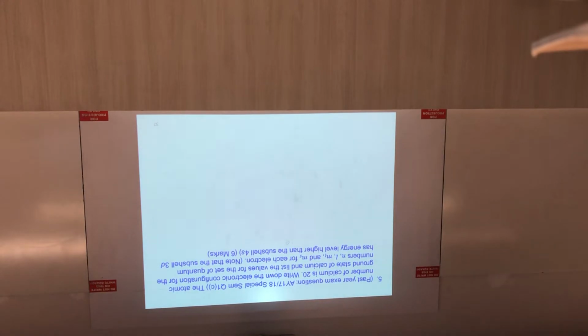Question number 5. The atomic number of the element is 20. Write down the electronic configuration for the ground state, and then list the values for the four quantum numbers for each electron. Let's try to do this.